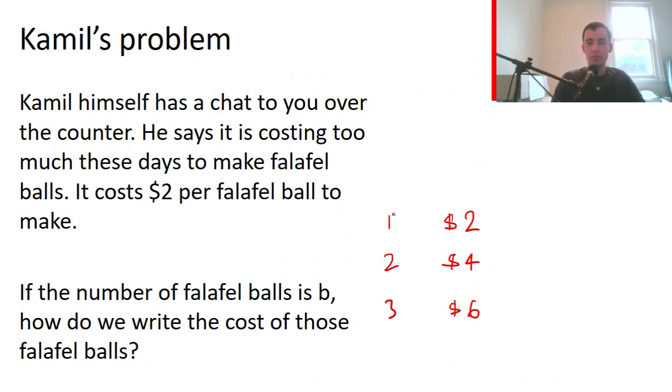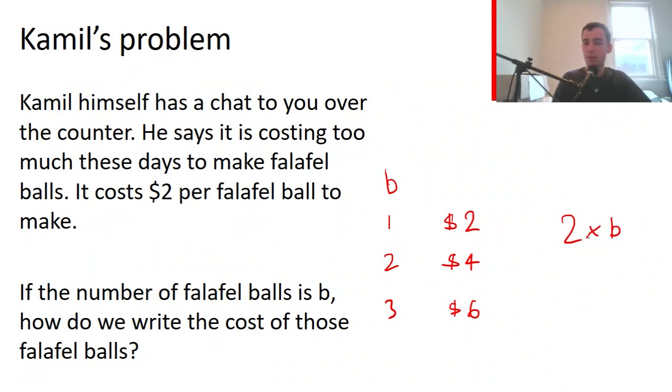It's sometimes helpful to draw these tables when you're doing some translation, because it can be hard to come up with a translation between English and maths. So if it costs $2 per falafel ball to make, this is B, the number of falafel balls, and this is the cost. Well, the cost is always 2 times B, isn't it? So that's how we write it down. That is the cost of the falafel balls.